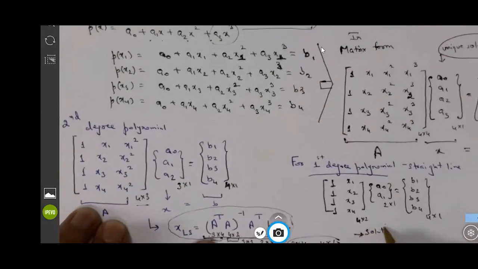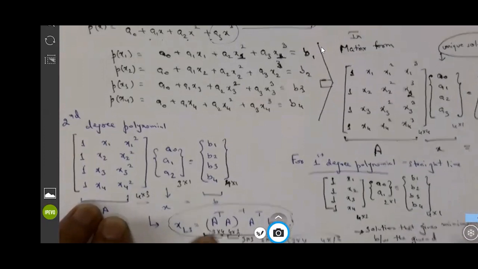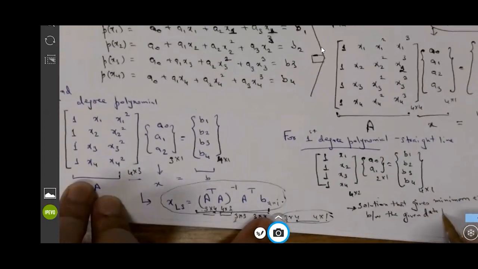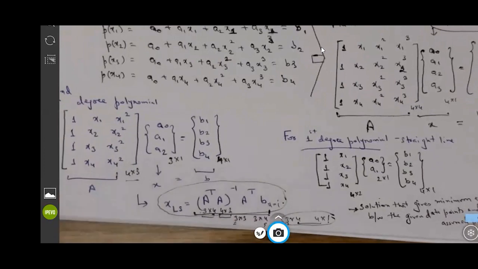It is the solution that gives minimum error between the given data points and the assumed polynomial function, where the assumed polynomial can be linear, can be square, anything which is less than 3 for this given set of data points. Make sense?